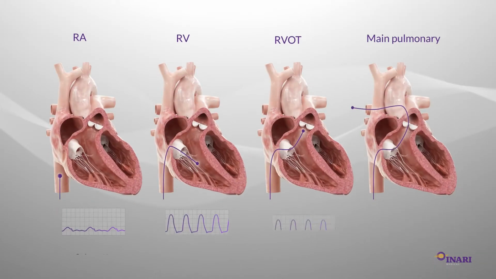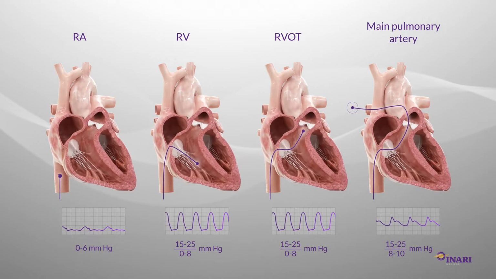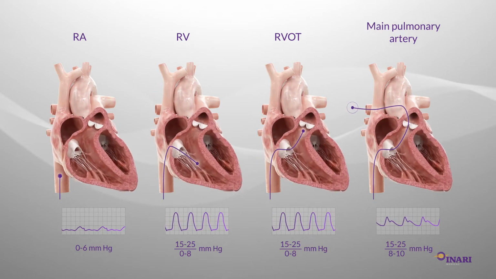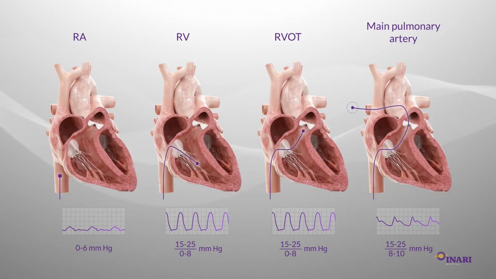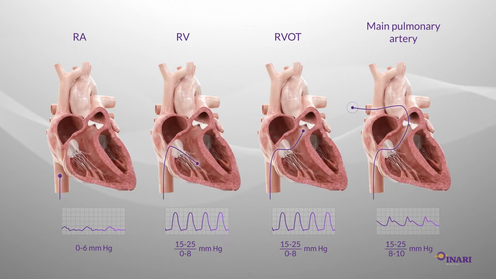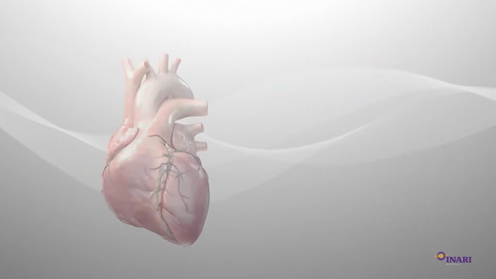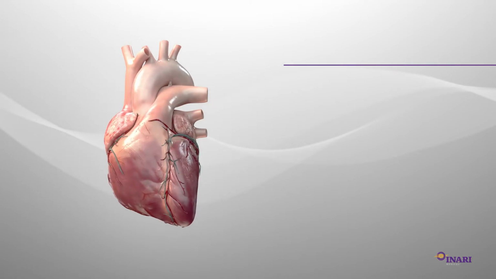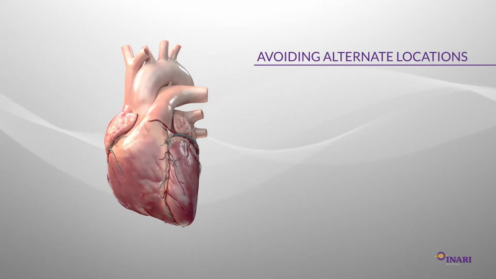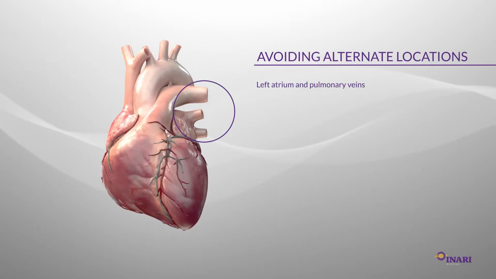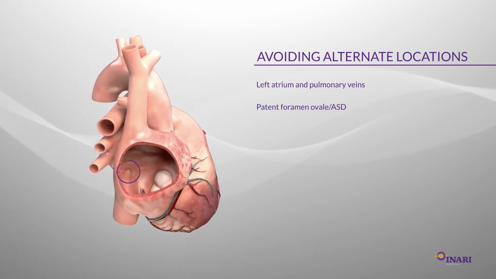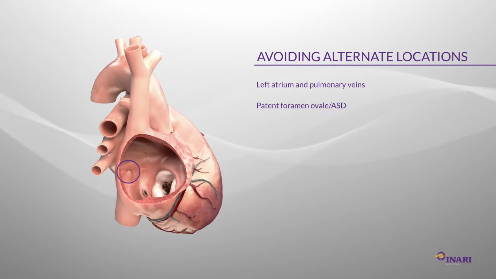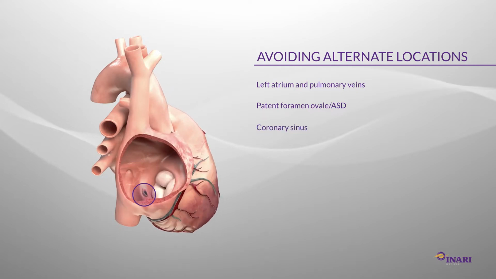The morphology of the hemodynamic waveforms can be used to confirm tip location as the catheter tracks through the RA, RV, RVOT, and finally into the main pulmonary artery. Care must be taken to avoid advancement of the catheter into alternate locations, including into the left atrium and pulmonary veins, across a patent foramen ovale, or ASD, or coronary sinus.